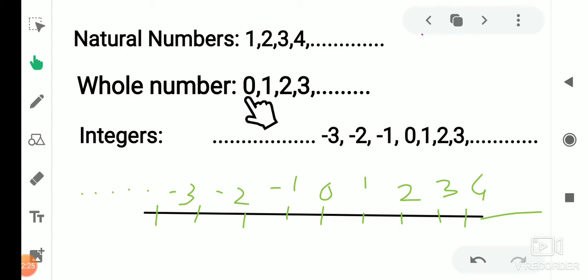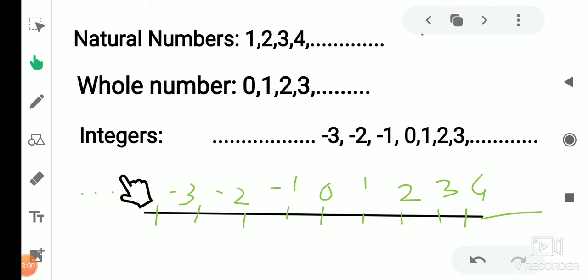Now let's move on to the next group of numbers, that is the whole number. Whole numbers are the group of numbers that starts from 0. So 0, 1, 2, 3, 4, 5 up to so on are the whole numbers. It means that 1, 2, 3 are the natural numbers, and all the natural numbers are whole numbers, right? Because if we add 0 to the group of natural numbers, it becomes a group of whole numbers. Okay?